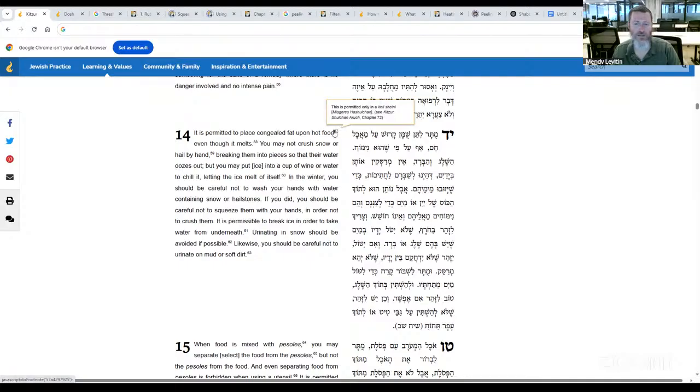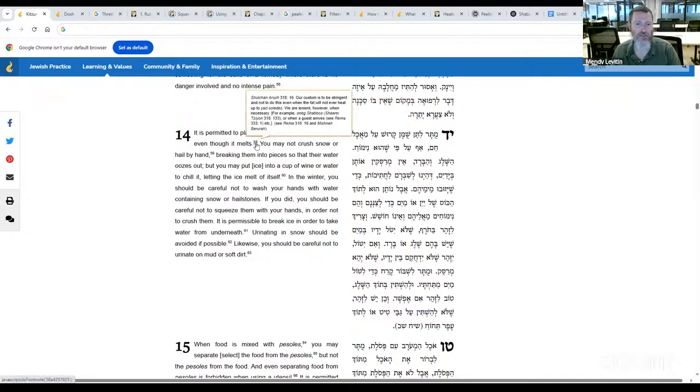The congealed fat on top of hot foods is permitted only in a klisheni. Again, the food has to be in a second vessel. So if the food is in a first vessel or on the fire, obviously not allowed. You've already put it into a klisheni, and we said a klisheni, a second vessel, doesn't cook. Look into Kitzur Shulchan Aruch, chapter 72.